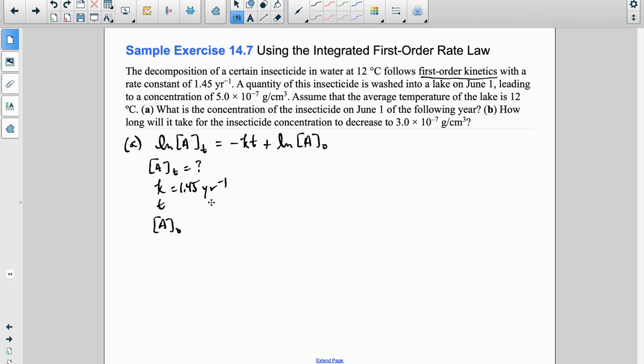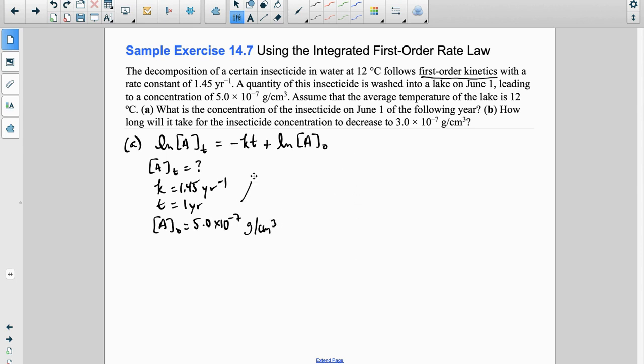Notice that the units are not seconds to the minus 1 this time. So you always need to look at your units. Next, it says, what's the concentration of the insecticide on June 1st of the following year? So the time is just 1 year. And then A naught, the initial concentration, is 5.0 times 10 to the minus 7 grams per centimeter cubed.